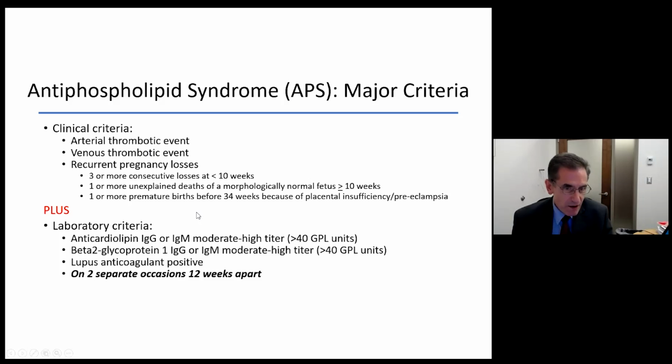as listed here, and they must have a positive anticardiolipin antibody, a beta-2 glycoprotein antibody, or a lupus anticoagulant being positive, and it has to be positive twice, on 2 separate occasions, 12 weeks apart. If someone has a positive test only once and then it's negative thereafter, that laboratory criteria does not meet the normal criteria for the antiphospholipid antibody syndrome. So it's important that there be 2 successive tests that are positive in this regard.